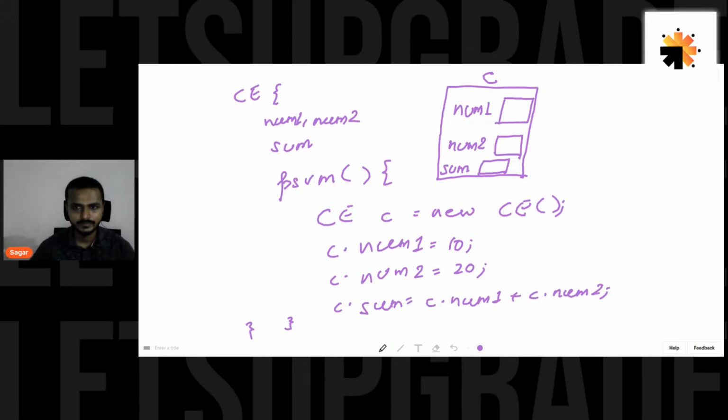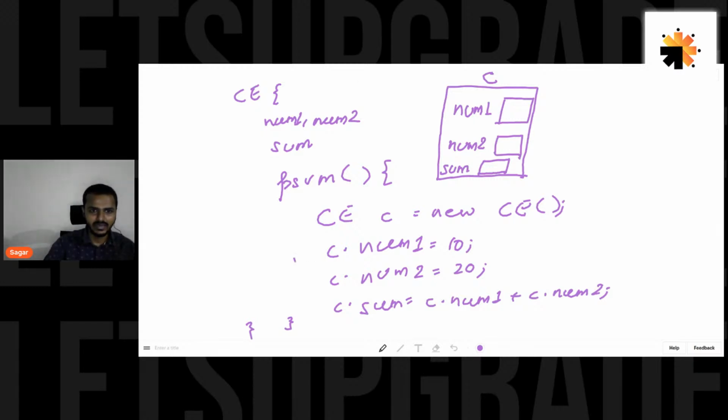Is this part clear? All of this initialization and everything, is it clear? Okay. So what will happen next?